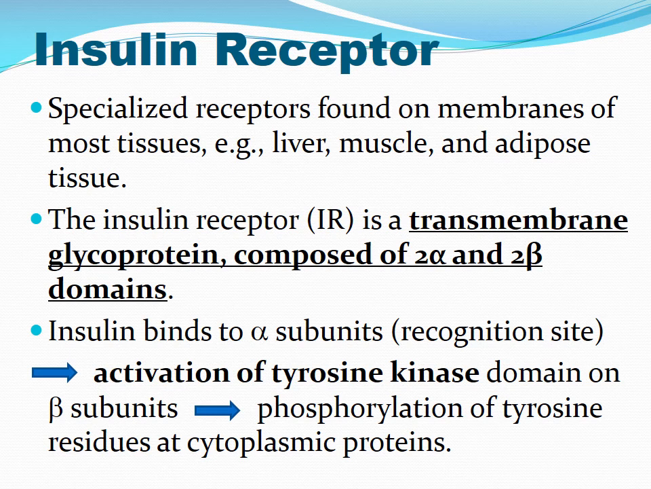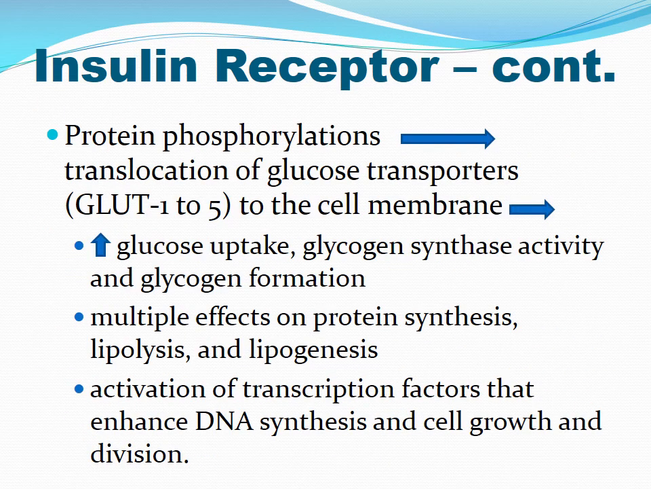Insulin binds to the alpha subunit, which is known as the recognition site. This binding of insulin to the alpha subunits leads to activation of the tyrosine kinase domain on the beta subunits, which will lead to phosphorylation of tyrosine residues on cytoplasmic protein. Phosphorylation will result in translocation of glucose transporter from inside the cell to the cell membrane, with the following actions.